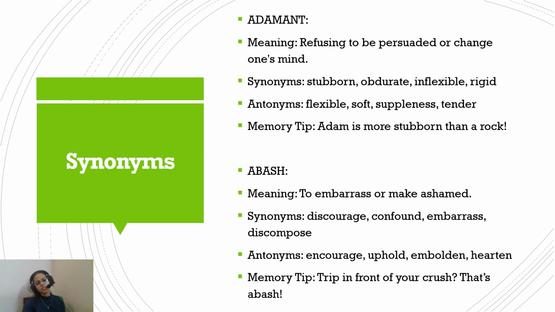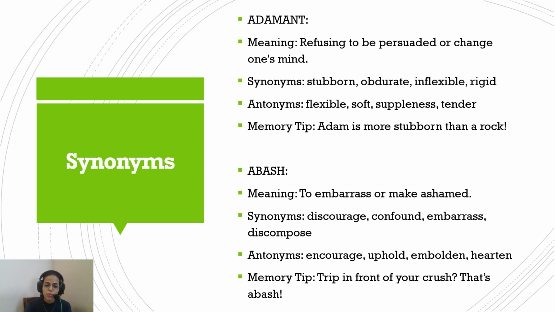Adamant. Now adamant means to be stubborn, refusing to be persuaded or change one's mind. Another very good phrase, which is a synonym, is pig-headed. Somebody who is pig-headed is stubborn. He or she is not ready to change. So stubborn, obdurate, inflexible, rigid. The antonym would clearly be flexible, soft, suppleness, tender. Adam is more stubborn than a rock. Adamant, you can remember it like that: there is somebody named Adam who's like a rock, not ready to move, just stubborn.